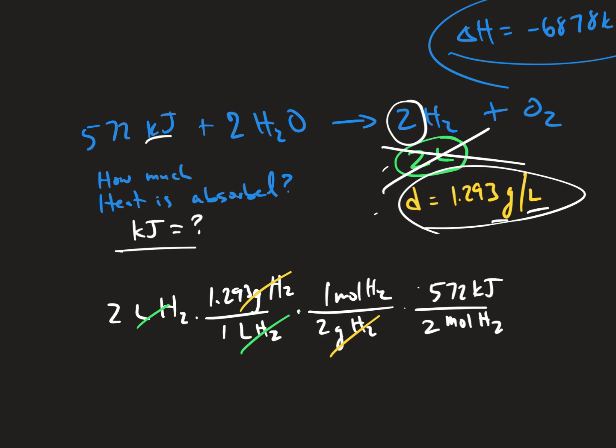Are we good? Do you feel pretty confident on how you know what goes where? Or are you still scared about that? So moles of H2 go away, and we're left with kilojoules of heat, so that tells us we can stop. And we should get 300 and something, around 66, kilojoules of heat absorbed. Right?